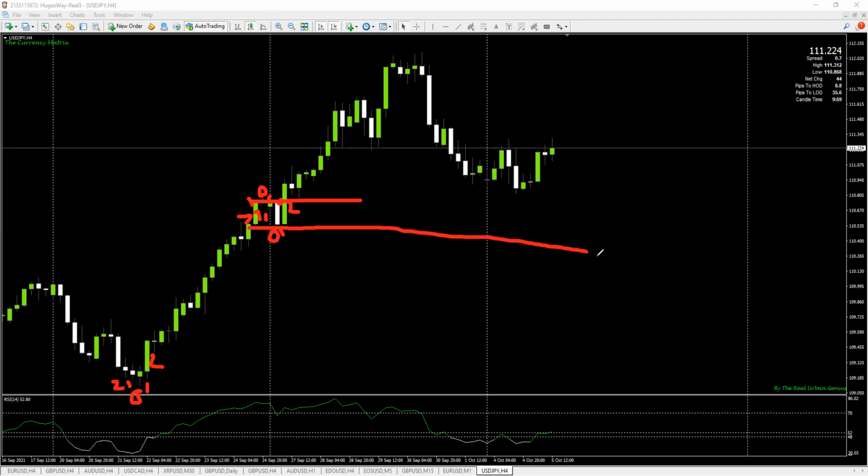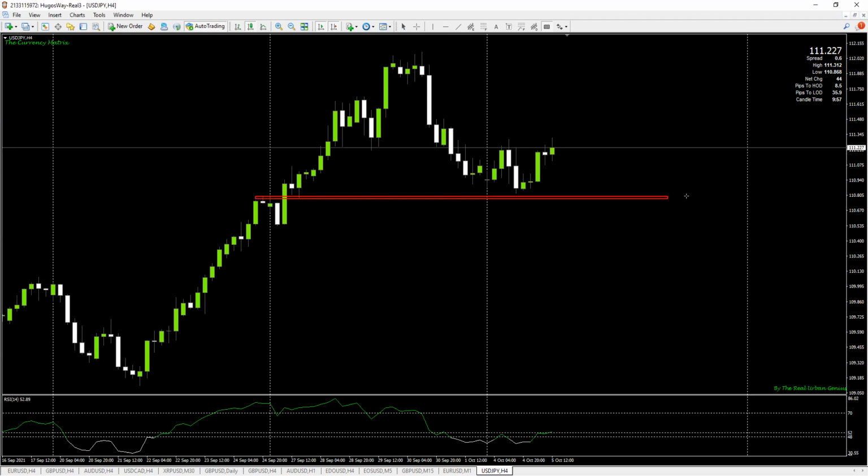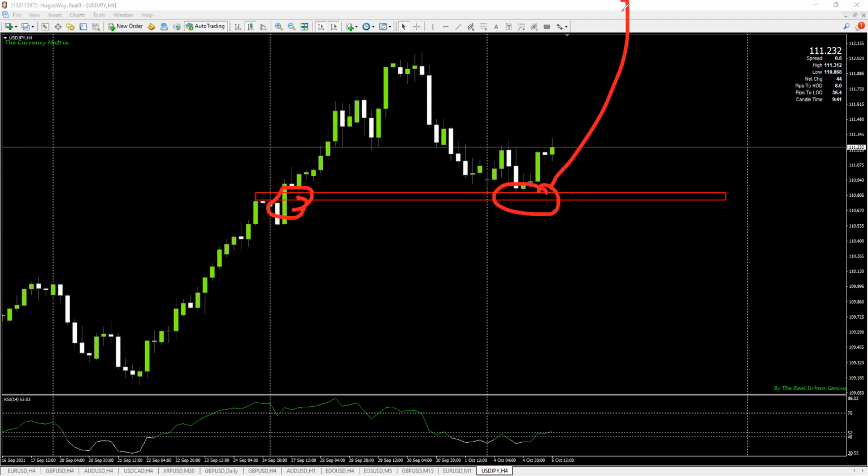Here's the support. Notice how this particular resistance, once it was broken, it became support. Once it was broken here, it became support here. So just right off the bat, I can see UJ's going up. UJ's bullish. But we'll start to define how that's said to be true.